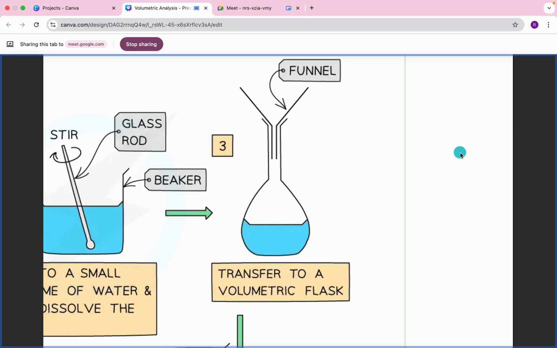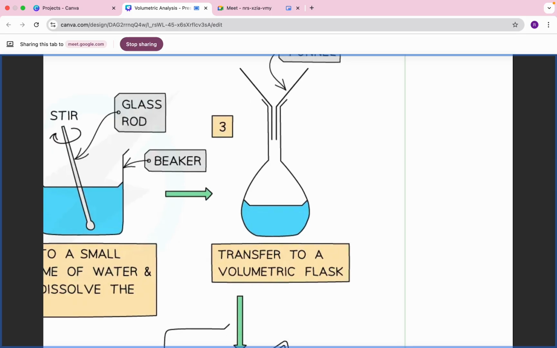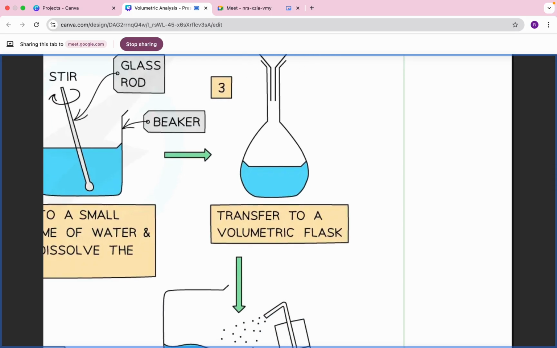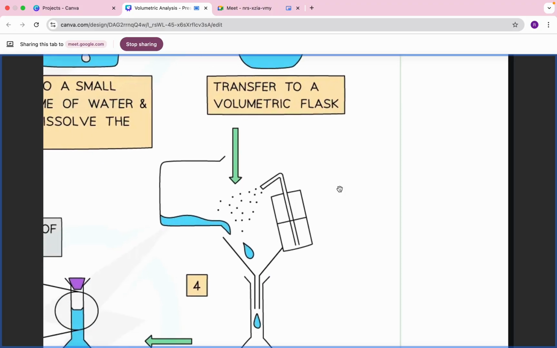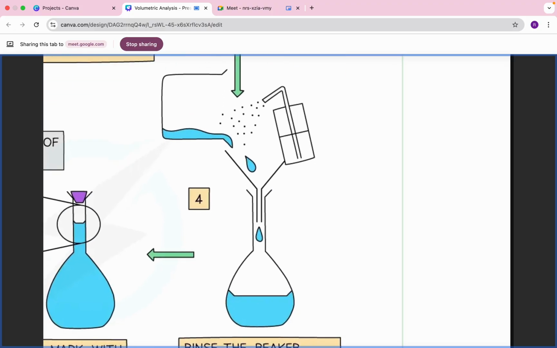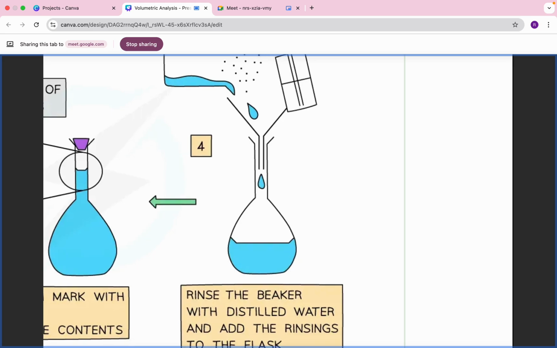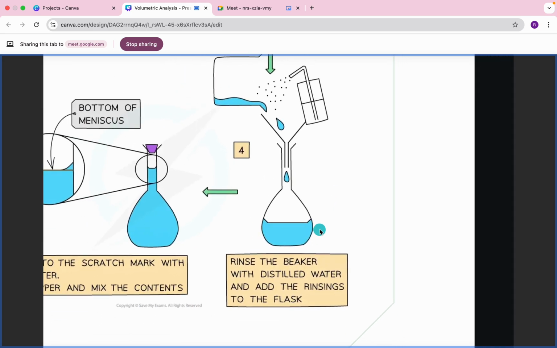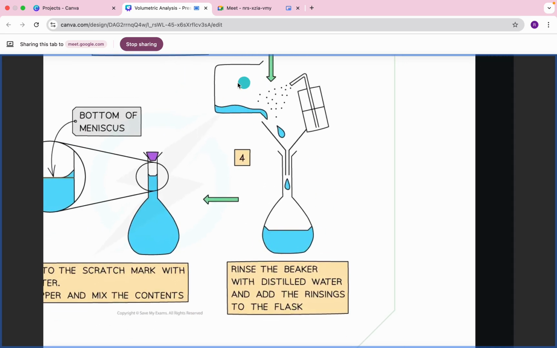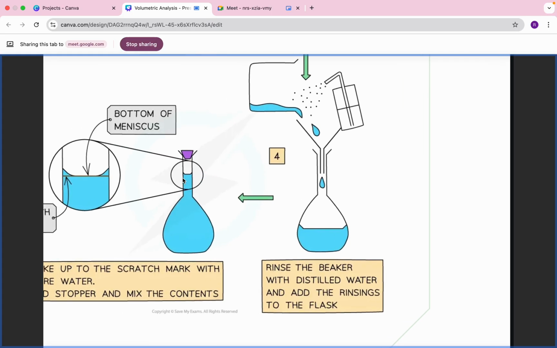For you to be able to do a quantitative transfer, you can use a funnel. It depends on you, if you're an expert at transferring solutions, you can also use the glass rod or the stirring rod. In order to quantitatively transfer everything you have dissolved into the volumetric flask, you can also use your wash bottle to rinse the beaker where you dissolved your solid substance. Just transfer it and make sure that everything is transferred there.